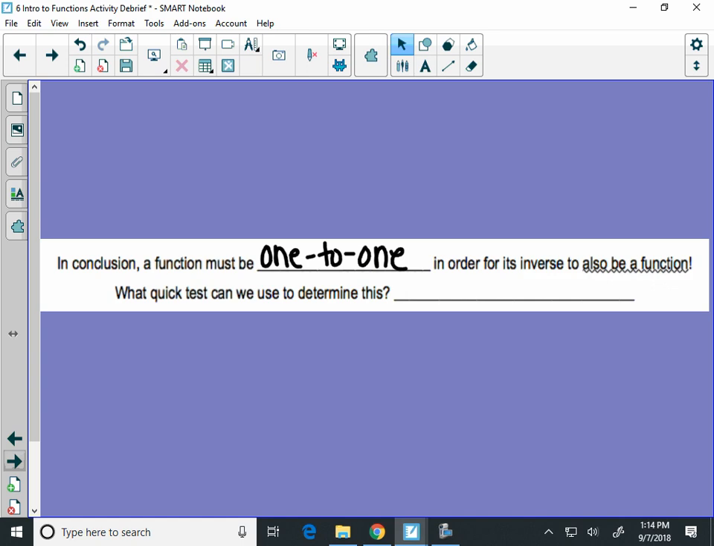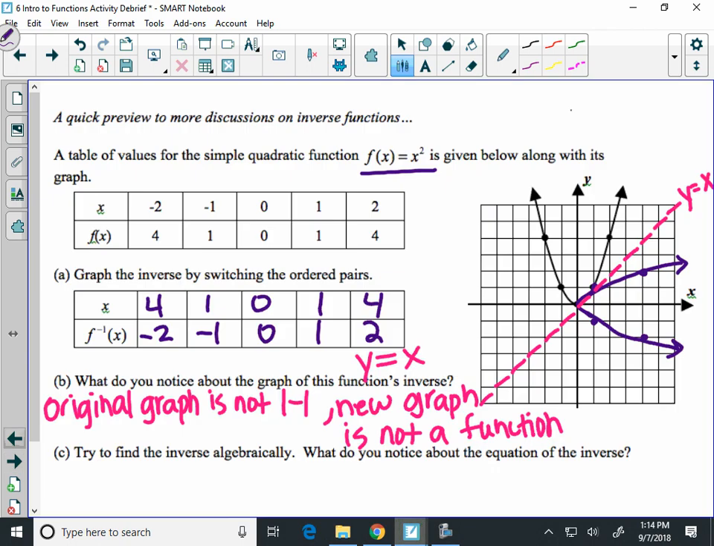Right? How do you tell if something's one-to-one? What test do you use? The horizontal line test. Right? So if it fails the horizontal line test, you can still find the inverse, but the inverse will not be a function. So we're going to do one more thing. You're going to need your graphing calculator for this lesson.